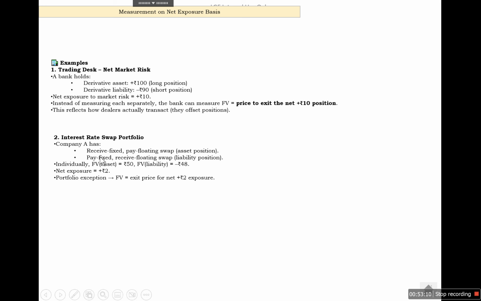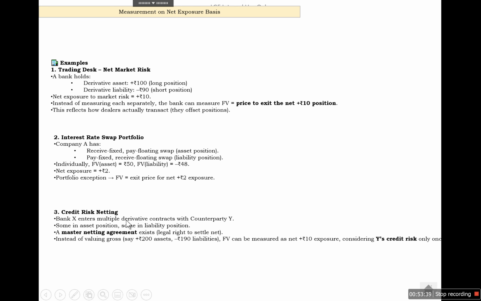Next, company A has a receive fixed, pay floating swap, and a pay fixed, receive floating swap. In that case, the asset value is 50 and the liability is 48. So the net exposure we can measure at 2. So the exit price for these two, the asset position and the liability position, will be at an exposure of 2.